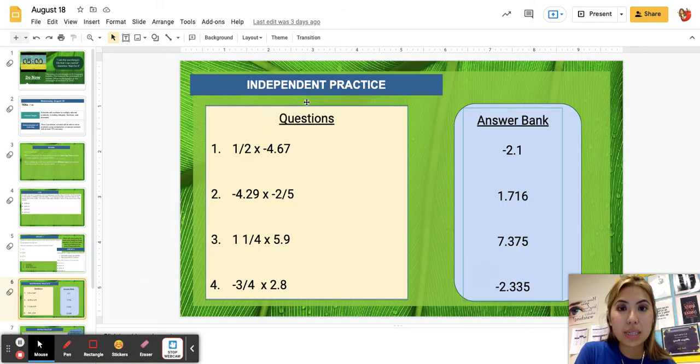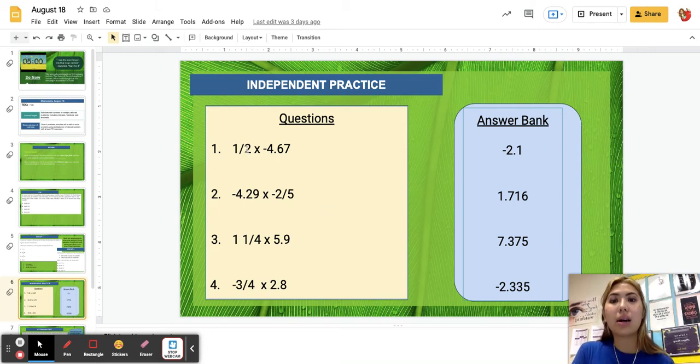So this next part is independent practice. You can see that the questions are on the left side, the answer bank is on the right side, right? After you answer a question, you need to make sure that it's included in the answer bank, or then it's not the correct answer. Once you answer 3 of the questions, you'll definitely know the answer to the last question if you got the others correct, because it'll be the last answer choice available.